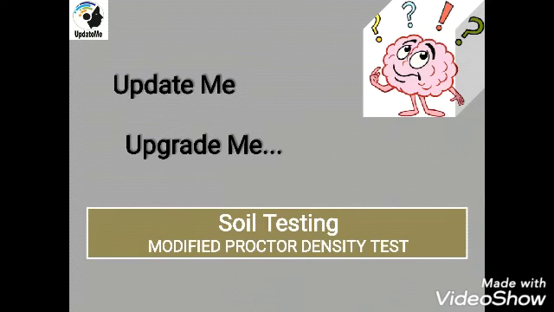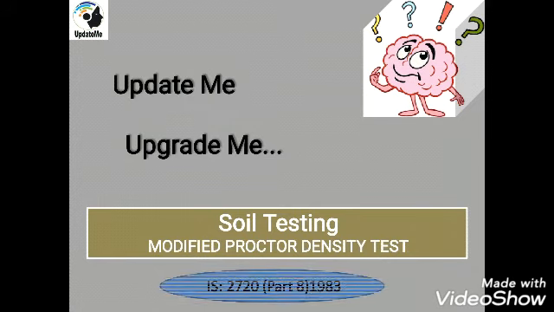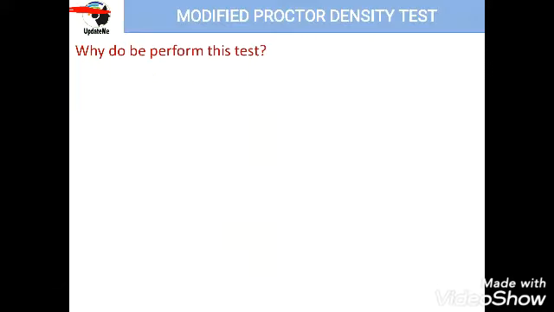Welcome to the module on soil testing for the modified Proctor density test. The modified Proctor density test is used to determine the compaction in the field. This test follows IS 2720 Part 8. Why do we perform this test?